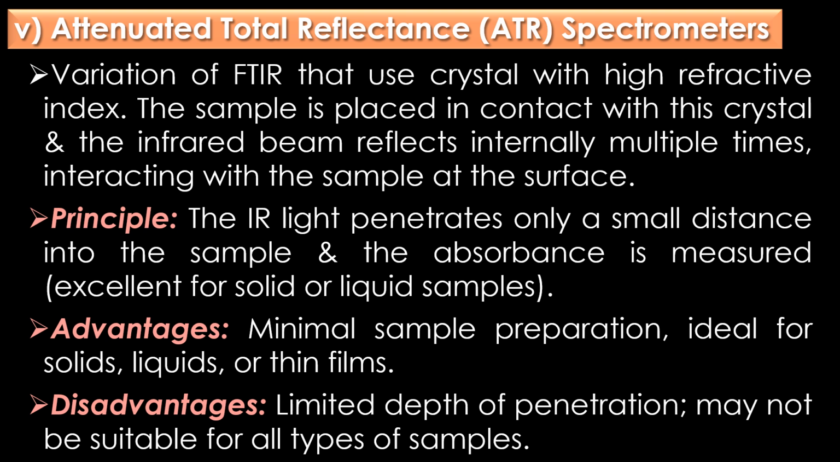The fifth type of infrared spectrometer is attenuated total reflectance spectrometer or ATR spectrometers. ATR spectrometers are variations of FTIR that use a crystal with high refractive index. The sample is placed in contact with this crystal and the infrared beam reflects internally multiple times, interacting with the sample at the surface. Working principle: the IR light penetrates only a small distance into the sample and the absorbance is measured.